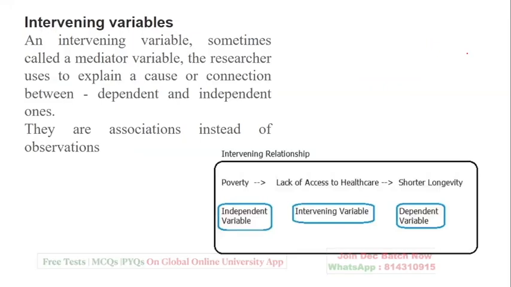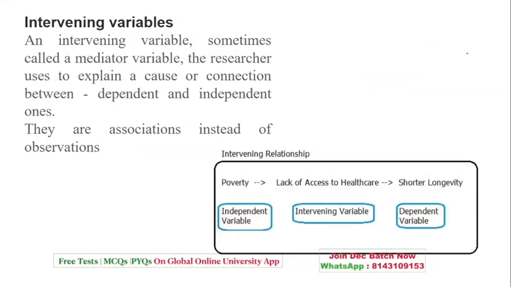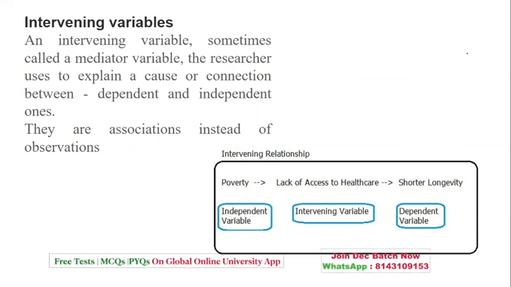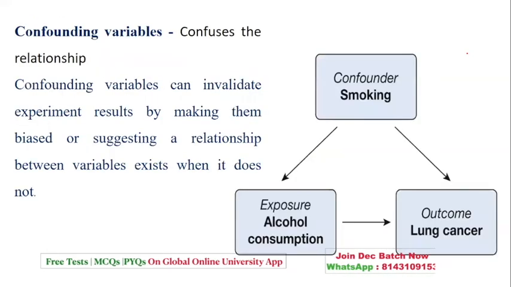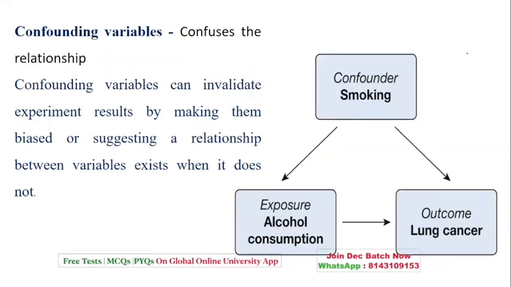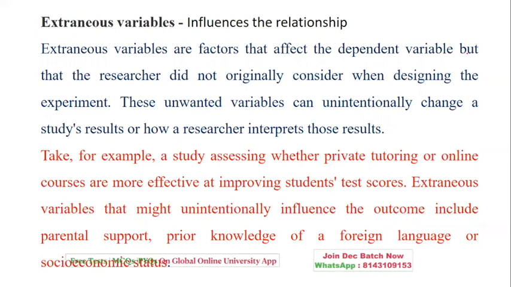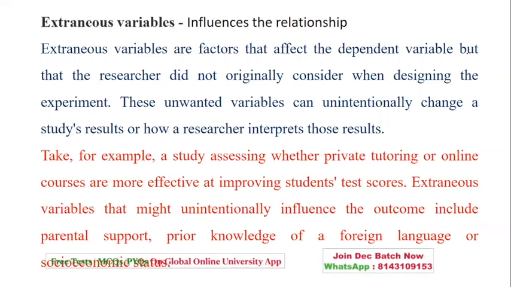So now, I've also written in detail. Intervening variable is like a mediator, which explains the cause or a connection between dependent and independent, and they're associated with observation. Okay. Confounding, as I said, they confuse the relationship. And extraneous, as I said, the researcher did not originally consider them while designing the research. The unwanted variables can unintentionally change the result.